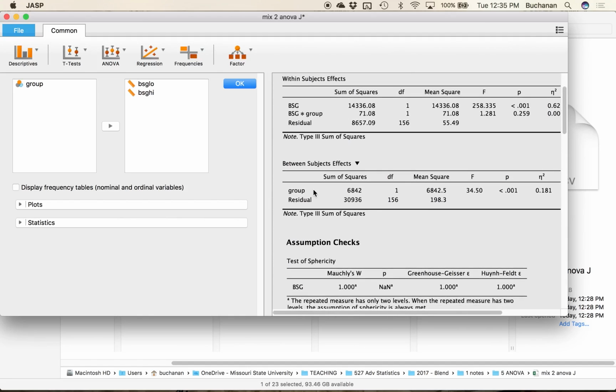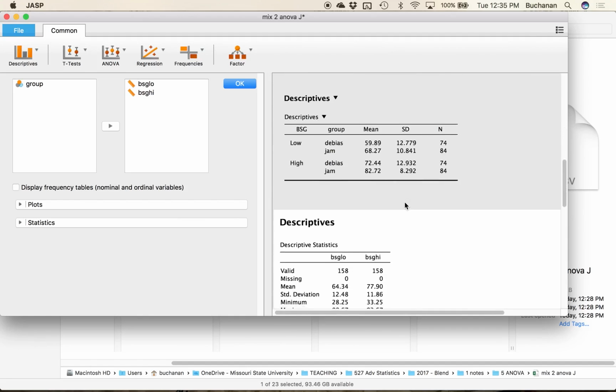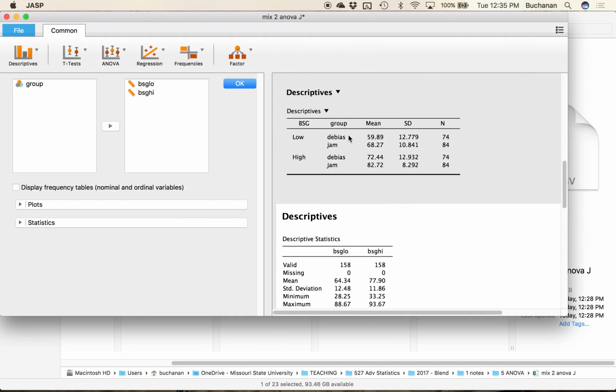Now for the group effect, I would kind of have to average these. So our debiased group, we've got 60 points and 72 points. You guys know I'm bad at basic math, but that's about 66 as the average.